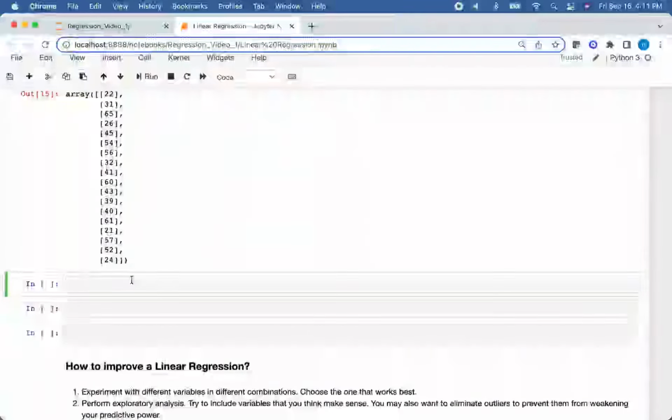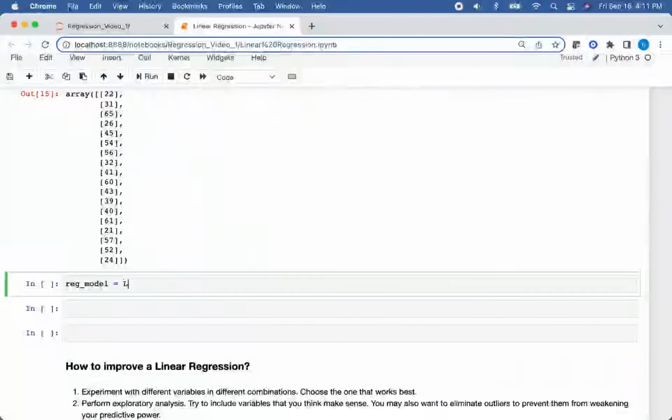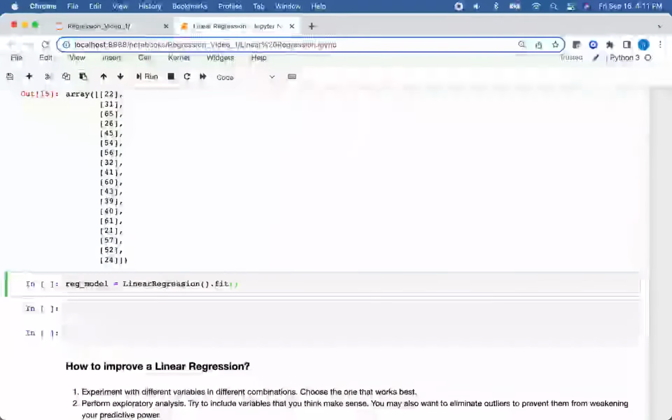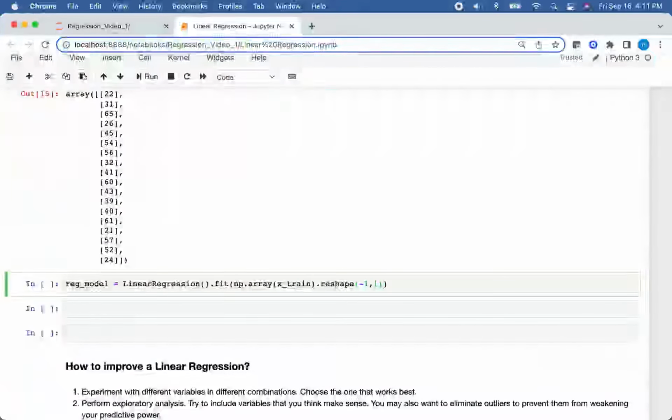And now we'll actually build our model. So we'll just call this regression model equals LinearRegression() with parentheses dot fit. And then we'll paste what we just copied into there, which will be our two-dimensional training data. And then we will train it with ytrain also. And it's fine if that's one-dimensional. So we'll run that.